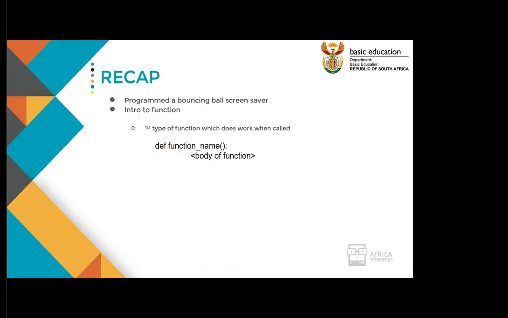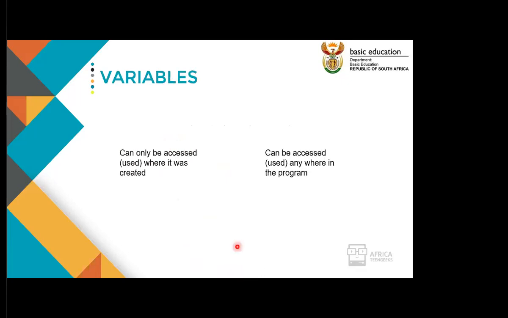Next, before we go on to today's work, I just want to check up on variables. With variables, we have two types. Part of the variable types which you learned was string, integer, float, and Boolean. Those were the four types, but we have two different variants of variables. That is, we have local variables and global variables.